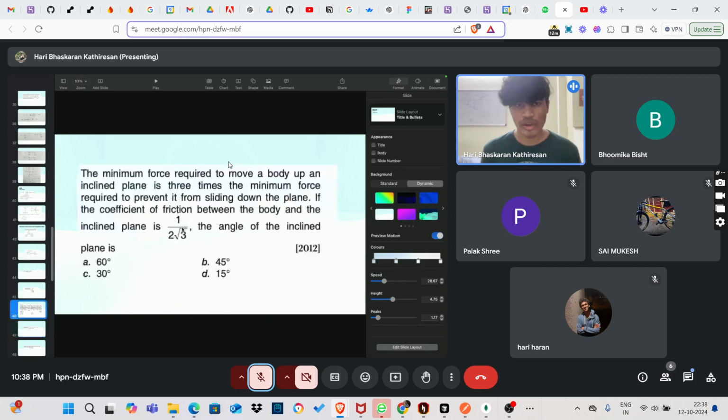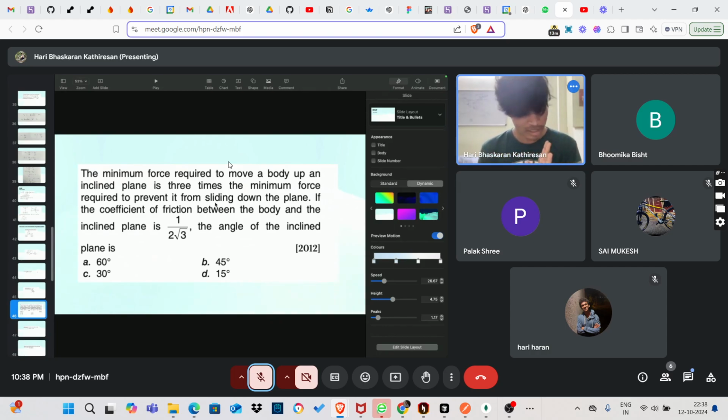Wait, they said minimum, okay, it's not moving upwards, sorry. The first one is moving upwards. In the second one, they said minimum force to prevent it from sliding. It's not moving, right? So what is the minimum force to prevent it from sliding? It's mg sin theta, right? It's not moving, so it's only mg sin theta.